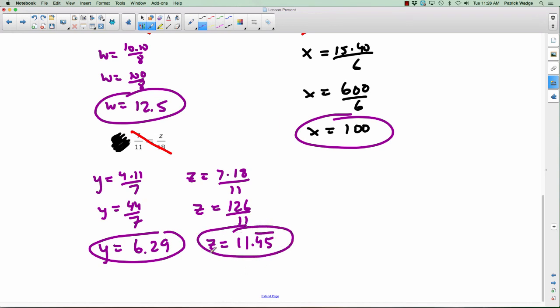Okay, that's ratios and proportions. Super important. We're going to be using this a lot in this course. Please master the cross multiplying. If you're having any troubles, I'm here to help.